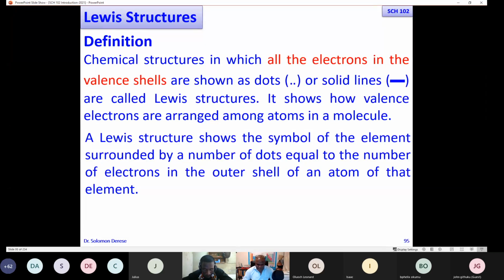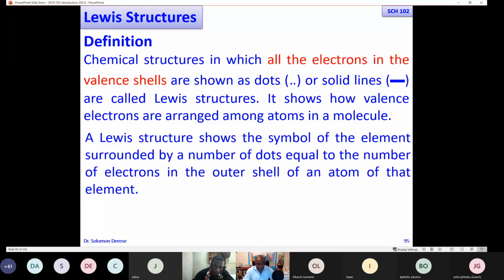The symbol C will represent what is contained in the nucleus of carbon. The symbol C will represent the 6 protons that are in the nucleus of carbon, as well as the 6 neutrons that are in the nucleus. The symbol C also represents the inner shell electrons. You remember the electron configuration of carbon is 2-4. It has 2 electrons in the inner shell and then 4 electrons in the outer shell.